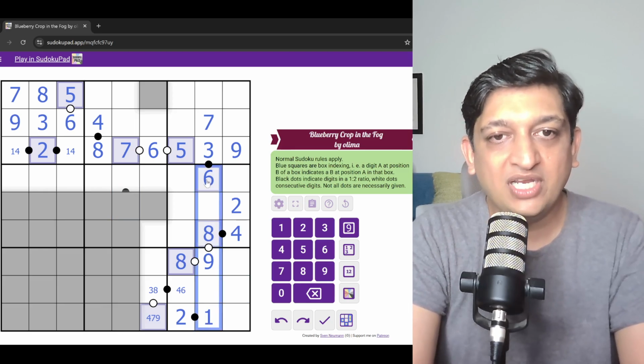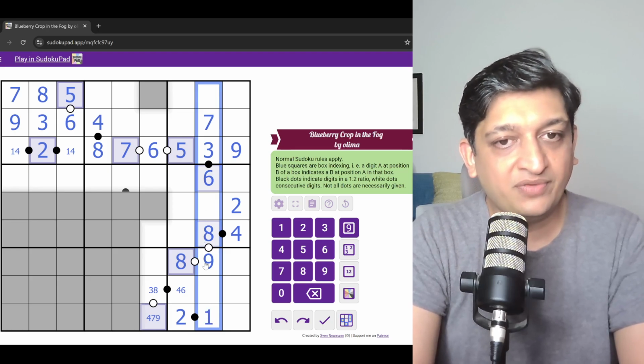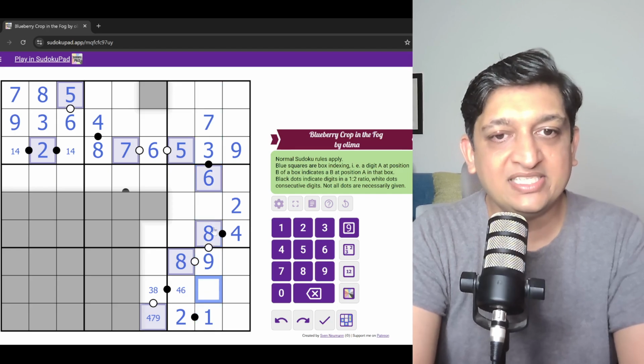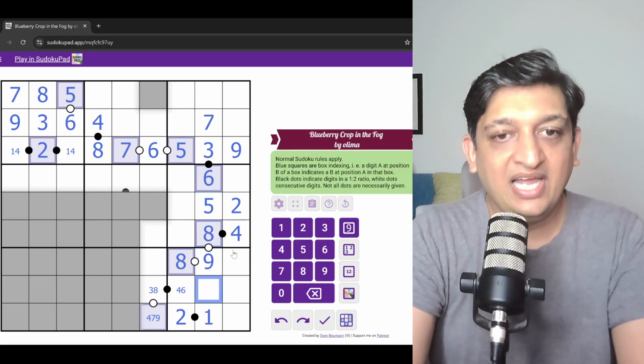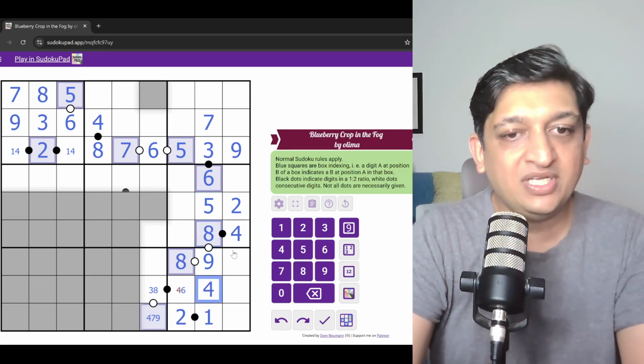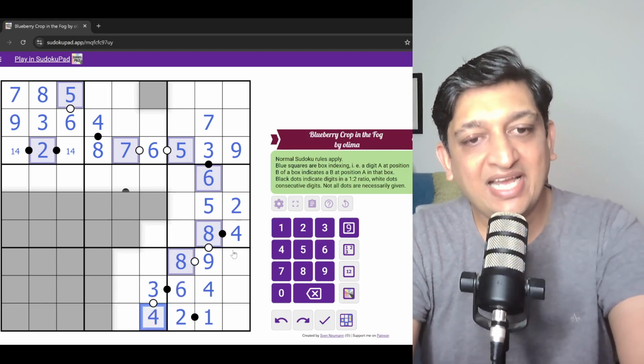If you look at this column, we already have 6 digits that we have. So 1, 3, 6, 7, 8, 9 is what we have. So 2, 4, 5 are the only digits that are left. Now because 2 and 4 are present here, this has to be a 5. And because 2 and 4 will be left, this has to be a 4, which means this has to be a 6, which means this has to be a 3, which means this has to be a 4.